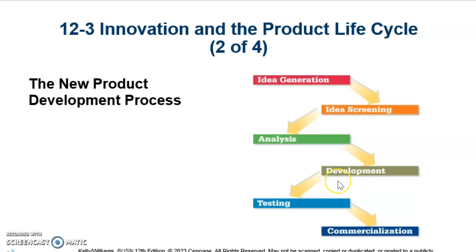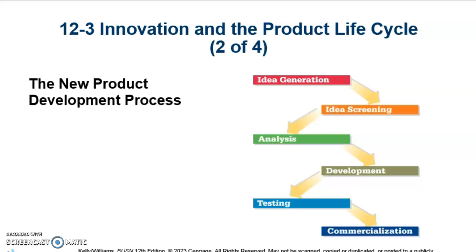Development results in detailed descriptions of each concept with specific product features. So this is where there are prototypes or samples that are generated, and then you have testing, which is when you get feedback from customers or consumers, and you can do this through taste testing or focus groups or surveys.